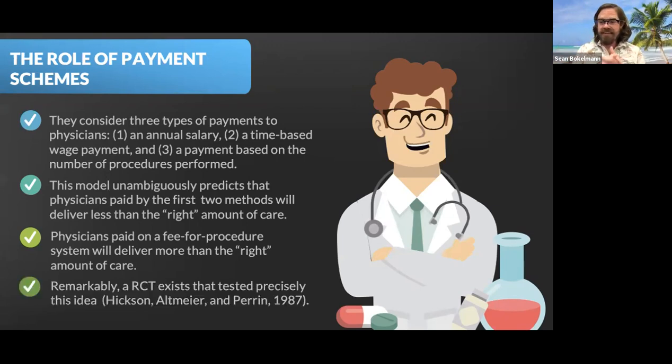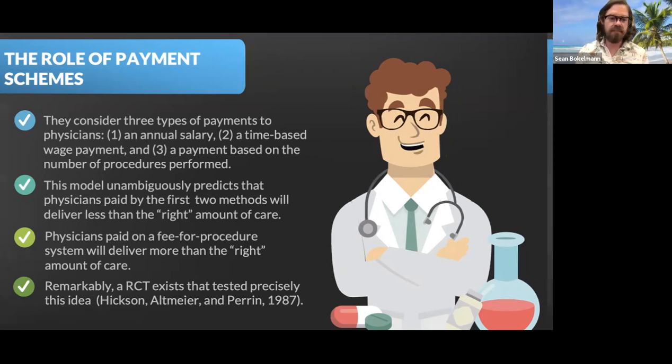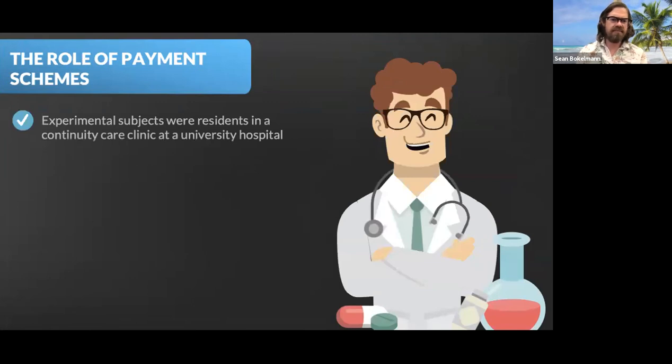Now, remarkably, there's actually a randomized controlled trial that was done testing this precise idea. So that's great, right? We love RCTs, right? Can't get much better than that in terms of experimental precision. So what did they find? Well, first of all, the setup. Their experimental subjects were residents, so newly graduated medical students in their residency, and they were residents in a community care clinic at a university hospital.